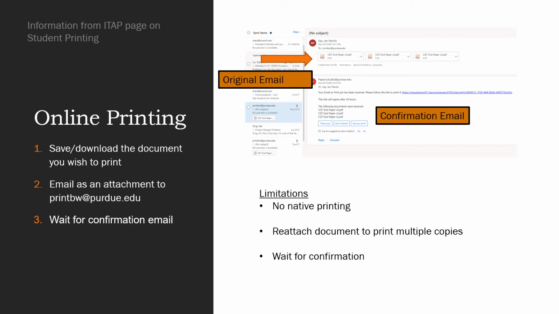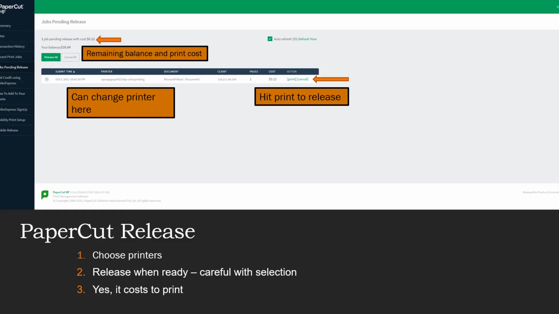You will email these as attachments to printbw@purdue.edu, and after having done this, you will wait for a confirmation email, as shown here. Once the confirmation email has been received, you can click the link, which will make your print job eligible for release using the release site. This is PaperCut Release, Purdue's online printing release service. Regardless of whether you added a printer or use the email process, both print jobs will be sent to PaperCut and will have to be released from this site.